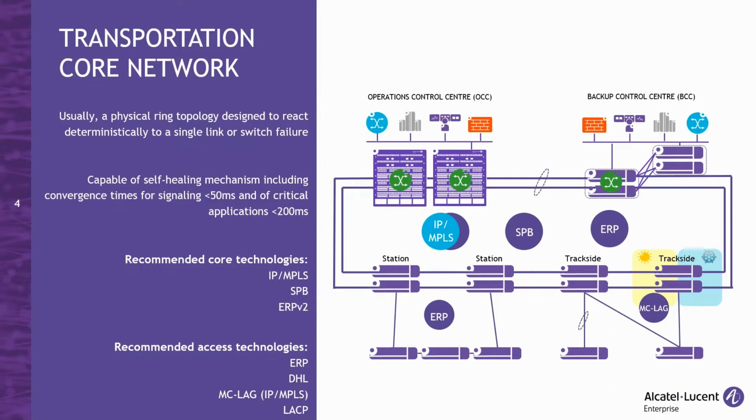For the access connectivity networks, as usually deployed in stations, there are multiple choices as well. ERP protocol can be deployed as a subring. DHL or dual home link could be another choice. Multi-chassis or MC-LAG as well, or LACP to connect a single device with multiple physical links to the core network node.